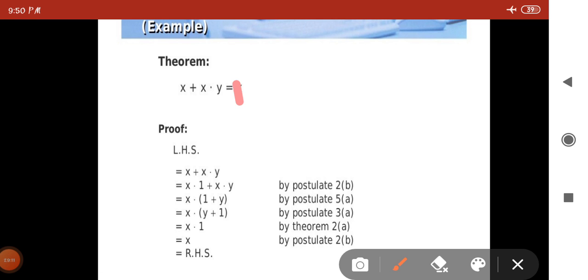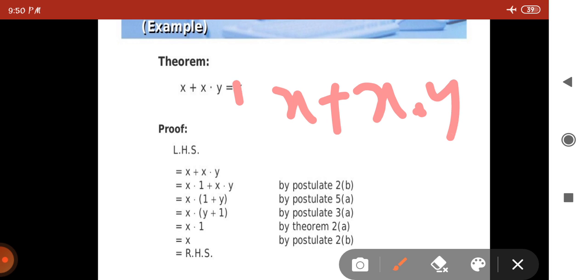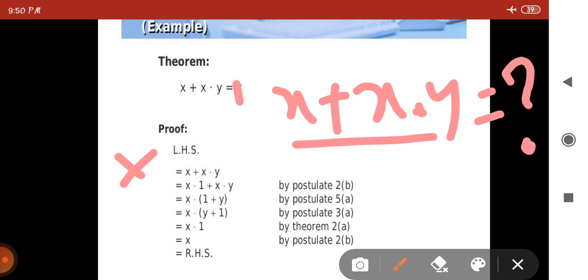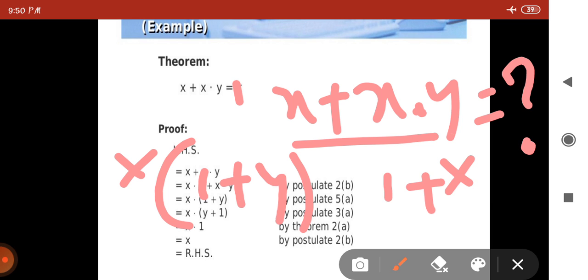This answer will not be expected. This means x plus x into y they will give, and you have to solve for the answer. X is common to both sides. 1 plus y. You have studied 1 plus x, which is 1. X equals 0.